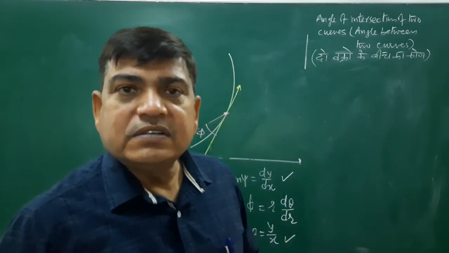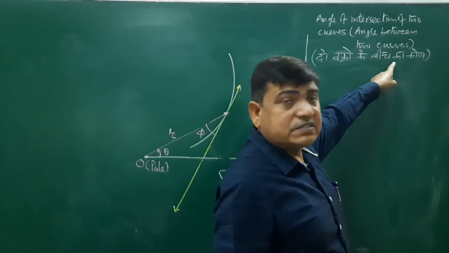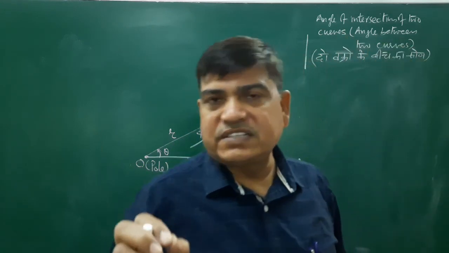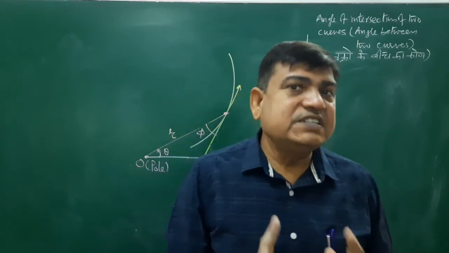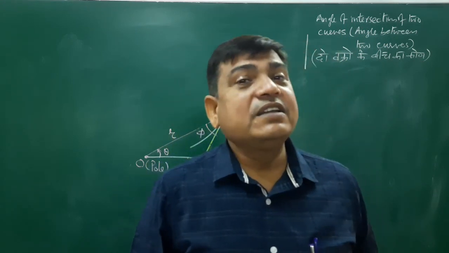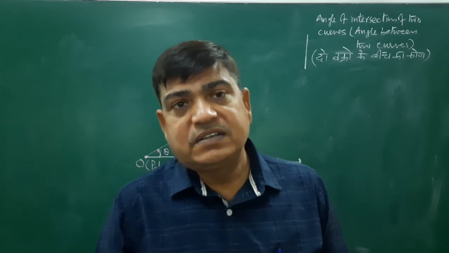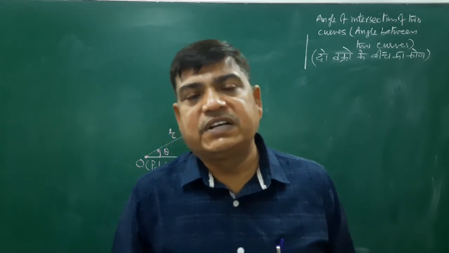Angle between two curves, that is called angle of intersection of two curves. Angle between two curves is defined as angle between two tangents drawn at their point of contact.